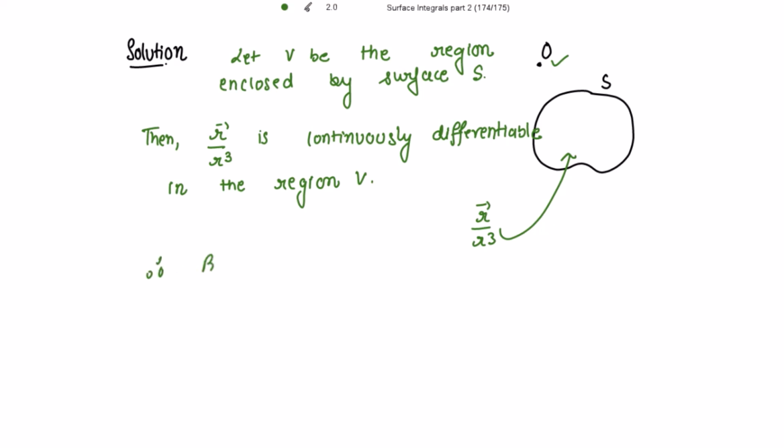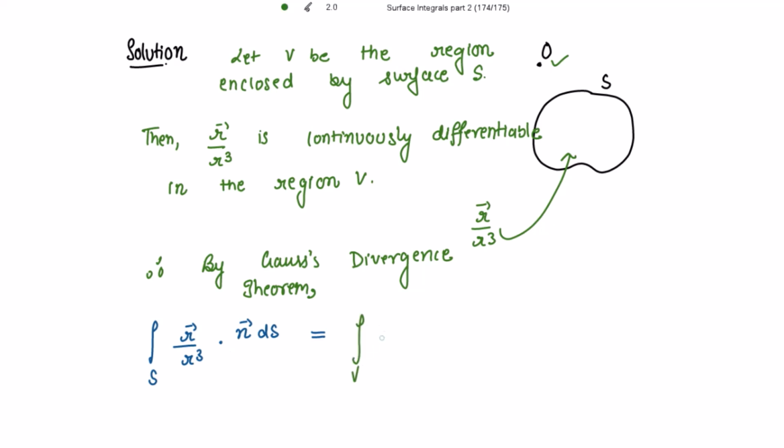So therefore, applying Gauss's divergence theorem, the given surface integral is equal to the volume integral of divergence of r vector divided by r cube dV, right? So we need to show that this is equal to 0 when the origin lies outside the surface. Now to get this surface integral to be 0, I have to show that the divergence of r vector divided by r cube should be equal to 0.